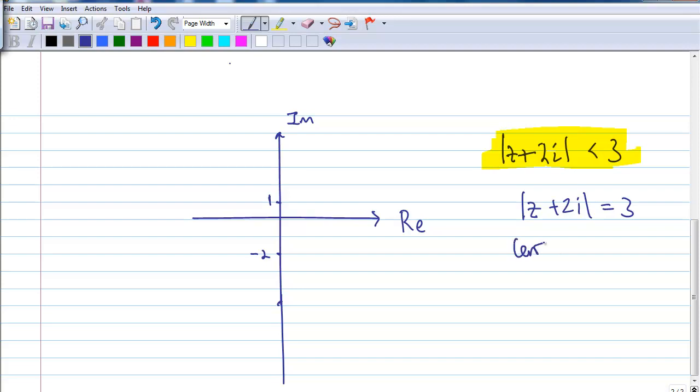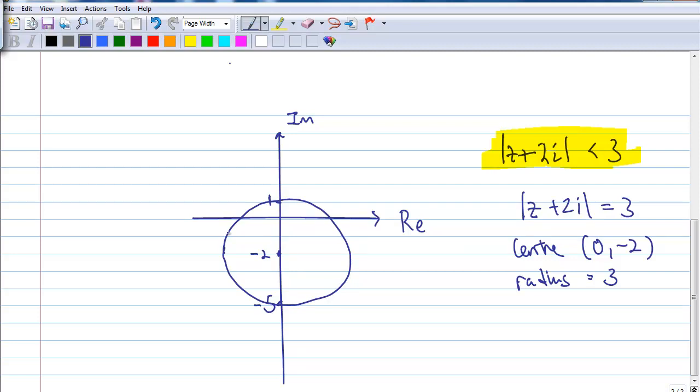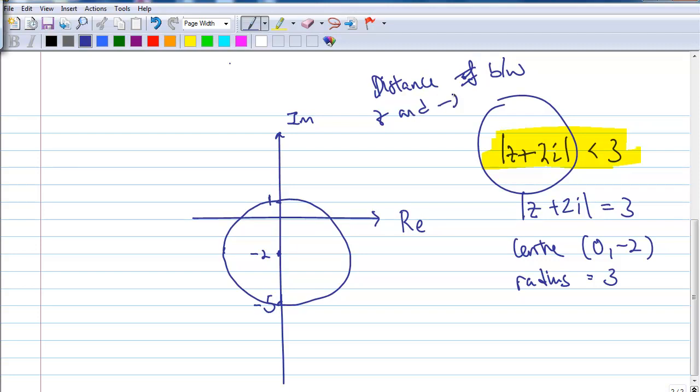The center will be at 0, minus 2. And the radius will be 3 units. So you can draw a very simple circle, okay, with the center at minus 2i, radius is 3, so the circle will look something like this. Okay, I'm sure you can draw a nicer one than mine. Okay, now then what does this mean? Again, this is the distance, okay, of, or rather between z and minus 2i.